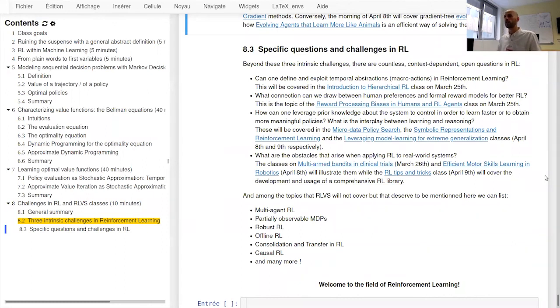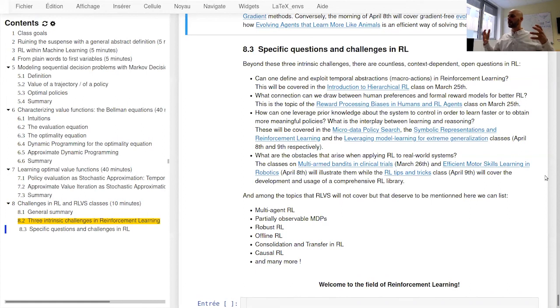Another important question, for people who have practical reinforcement learning things to implement, is: what are the obstacles that arise when we apply reinforcement learning to real-world systems? The classes on the multi-armed bandit and clinical trials and on efficient motor skills learning in robotics, the keynotes there, will address these problems. We'll go even more in depth with Antonin Raffin's class on April 9th about reinforcement learning tips and tricks, which will take us all the way through the development and usage of a comprehensive reinforcement learning library.